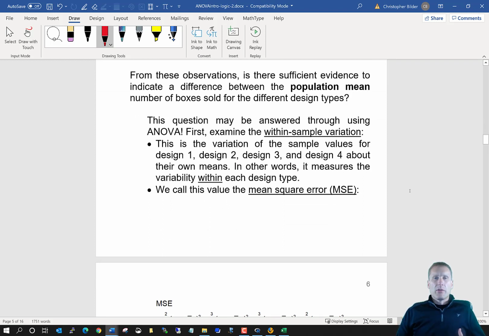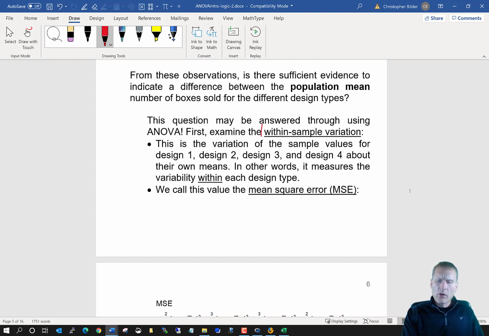So what we would like to be able to do is now take this information from the sample and determine if this sample gives us enough information to say that indeed the population means would be different. That's what we are trying to do. And to do this, we're going to use this statistical procedure called analysis of variance, or ANOVA for short. So what an analysis of variance does, it looks at different measures of variance to make a judgment of, are the population means different? So we're going to look at actually 3 different measures of variation, or variability.